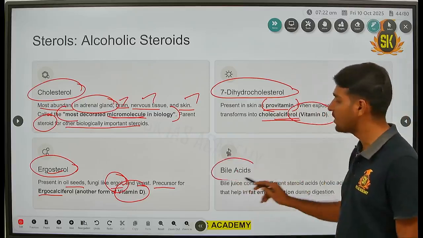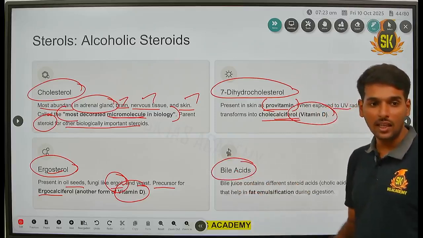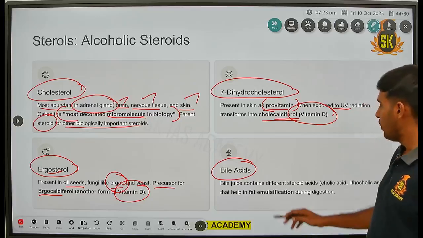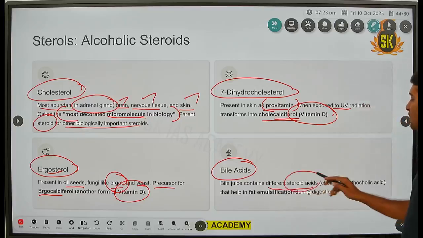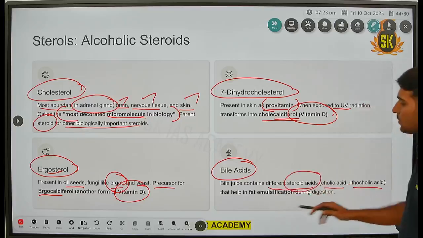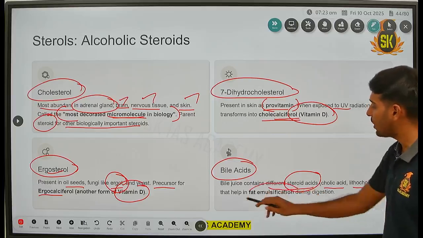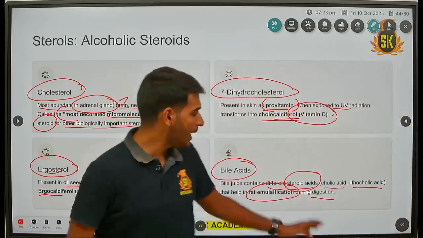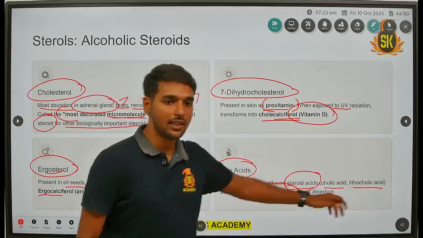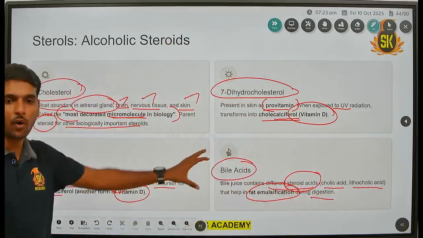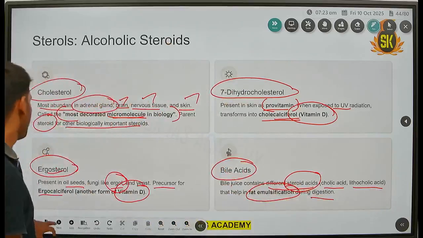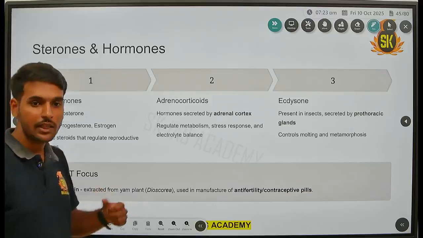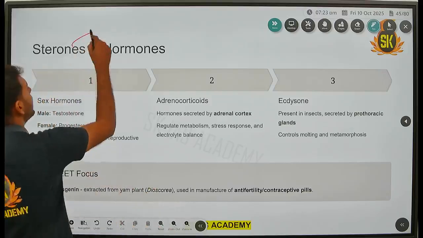Okay, bile acids, which is produced by the bile juice, is produced by the liver, right? Now it contains different steroid acids like cholic acid and lithocholic acid, that help in fat emulsification during digestion. What is it? Cholic and lithocholic acid. So we have discussed some important points over here. Sterols, again, are having what? Ketonic groups.